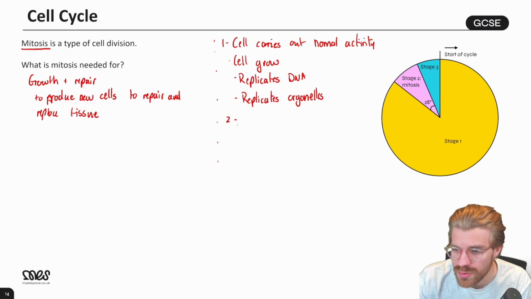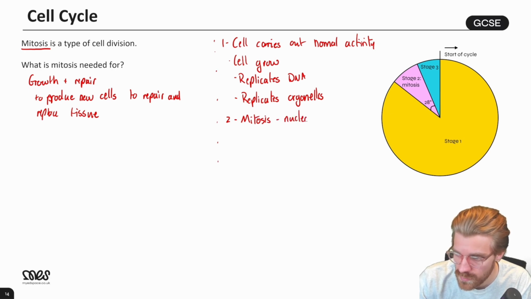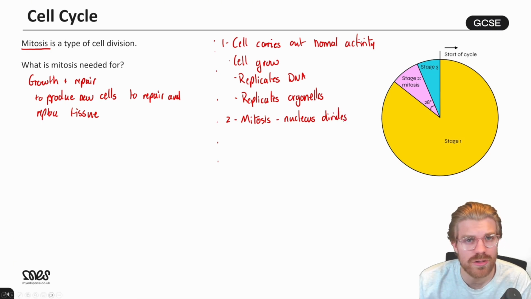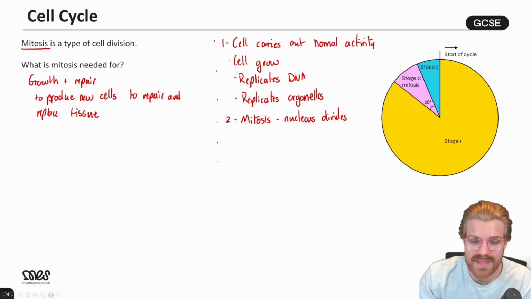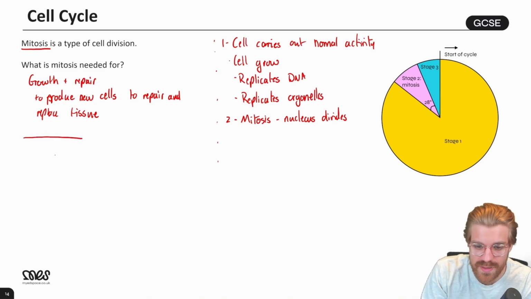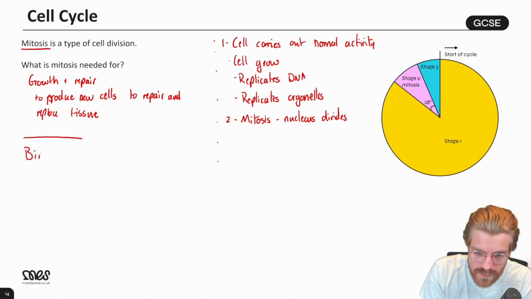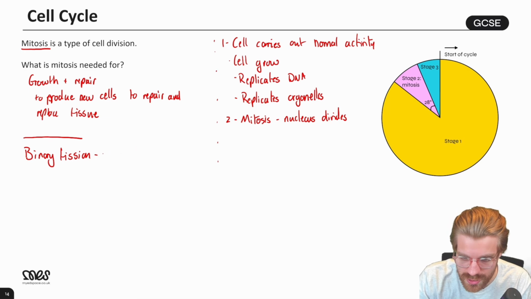In stage 2, this is the stage of mitosis. This is when the nucleus divides. But what about cells that don't have a nucleus, I hear you ask? This is our other type of cell division. This is binary fission. Binary fission is cell division in prokaryotes.